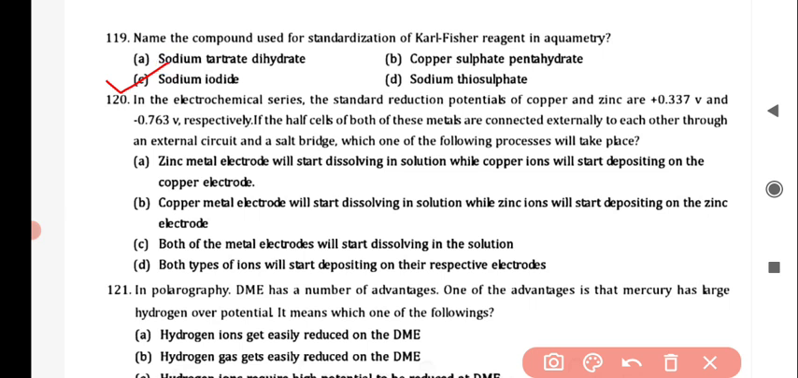Next question is, in the electrochemical series, the standard reduction potentials of copper and zinc are plus 0.337 volt and minus 0.763 volt respectively. If the half cells of both of these metals are connected externally to each other through an external circuit and a salt bridge, which one of the following processes will take place? So the correct answer is option A. Zinc metal electrode will start dissolving in solution while copper ions will start depositing on the copper electrode.